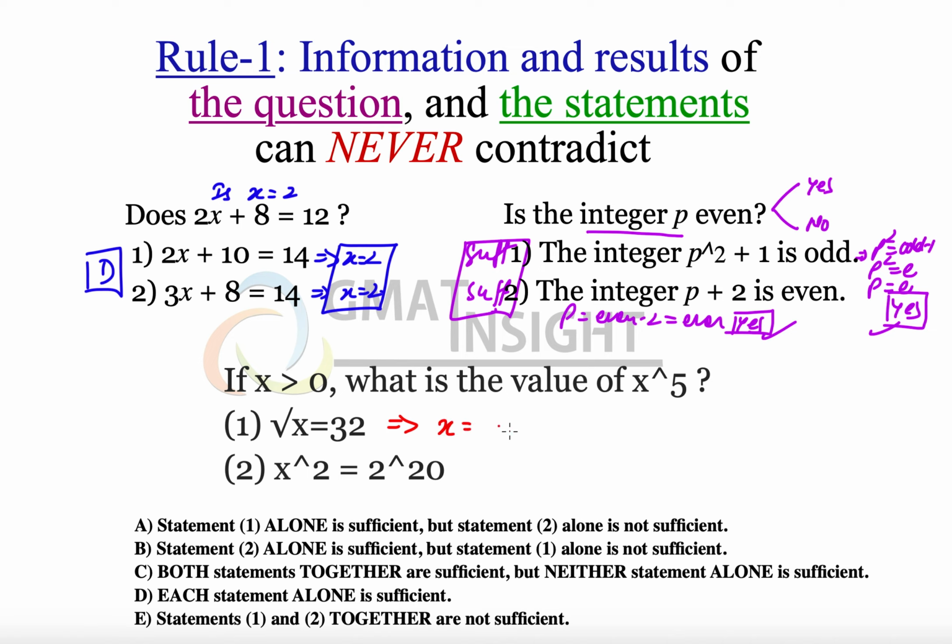That means x will be equal to 2 raised to the power 5 square, which means 2 raised to the power 10, which means x to the power 5 will be 2 raised to the power 10 raised to the power 5, which is 2 raised to the power 50, which means the first statement alone is sufficient. Now let's check the second statement.